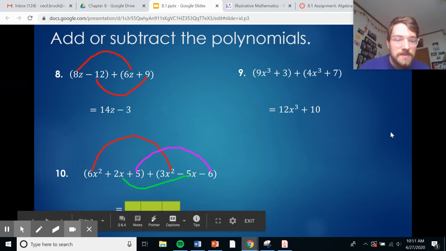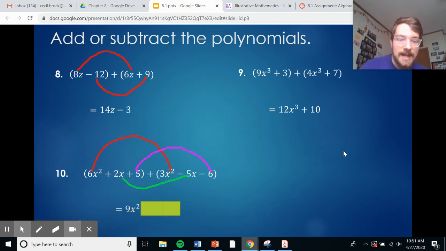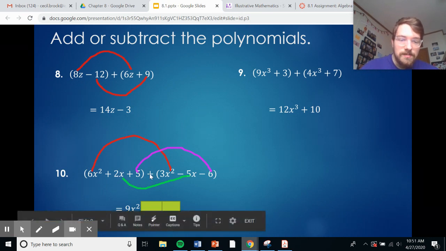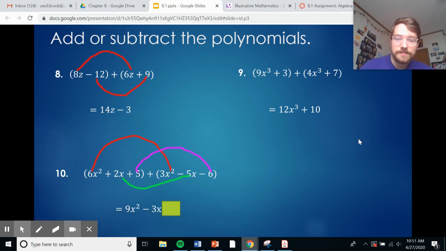So for this one, I'd want to add my 6x to the second, 3x to the 2. So I'm going to have 9x to the 2. And then watch out for these second ones. You want to add 2x plus -5x, which should give you -3. So in your final answer, you should have -3x.